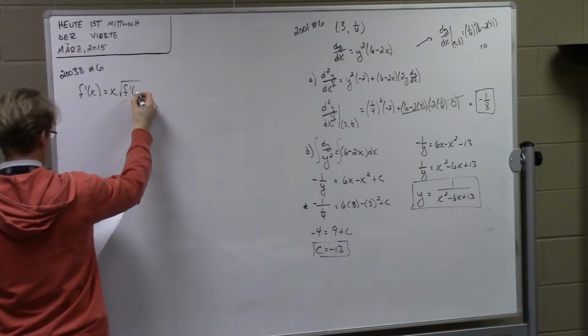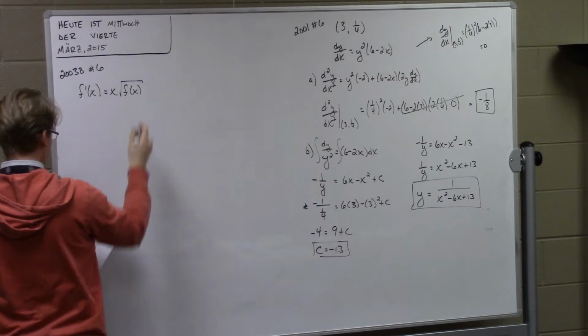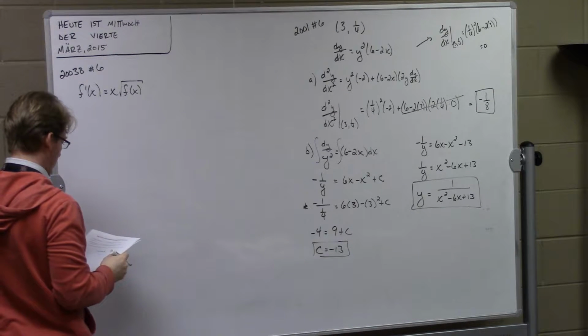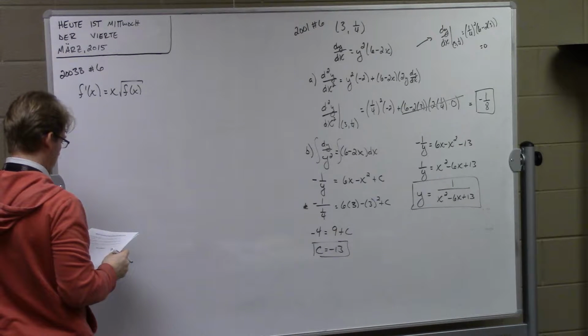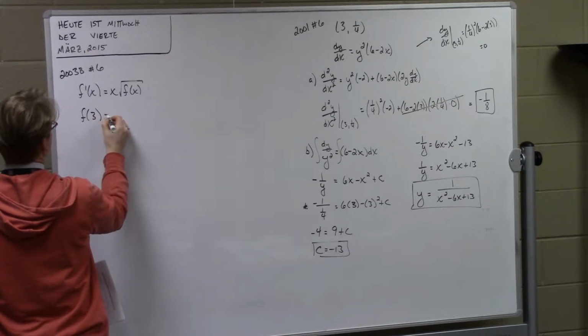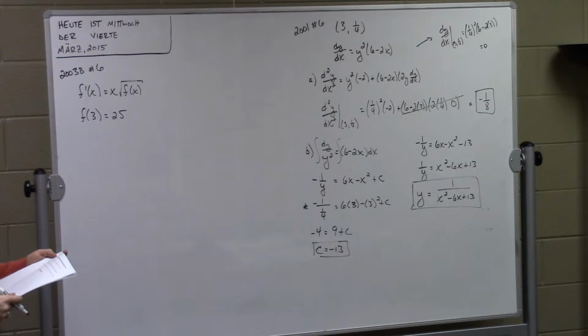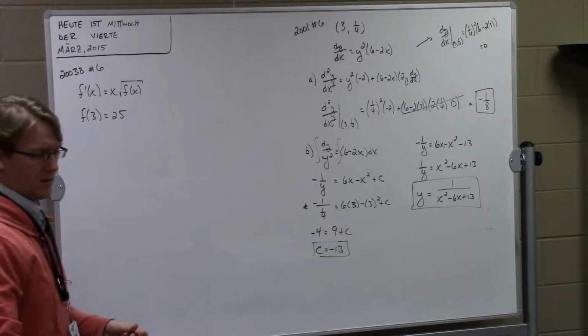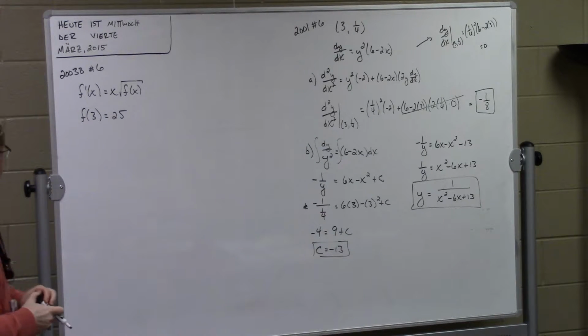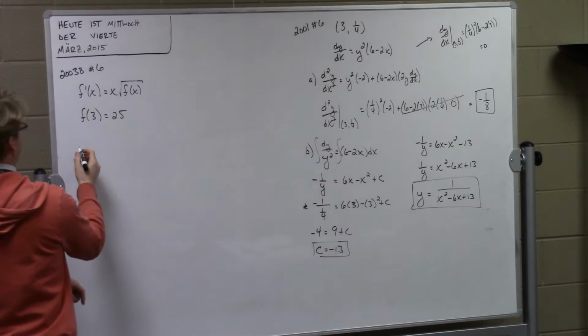f of x, where f of 3 equals 25. There it is. Part A. Find f double prime of 3.